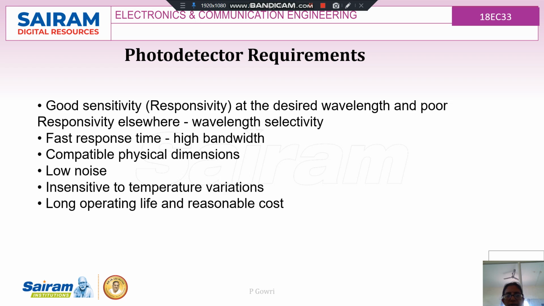The next one is fast response time. That is, it results in high bandwidth. What is fast response time? The time taken to convert the optical to electrical form should be very fast, and also compatible physical dimensions. So the device should be designed such that it is compatible for whatever applications we are using. It should have low noise and be insensitive to temperature variation, and also it should have a long operating life and reasonable cost. So these are the requirements of a photodetector.